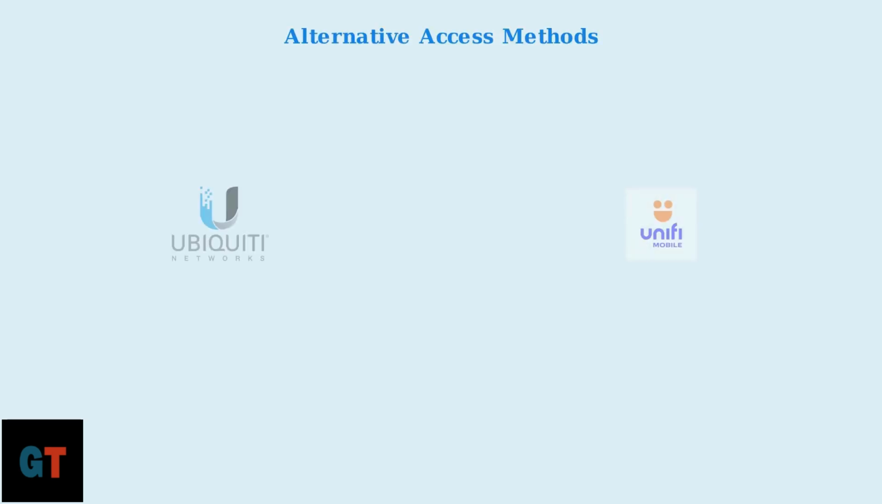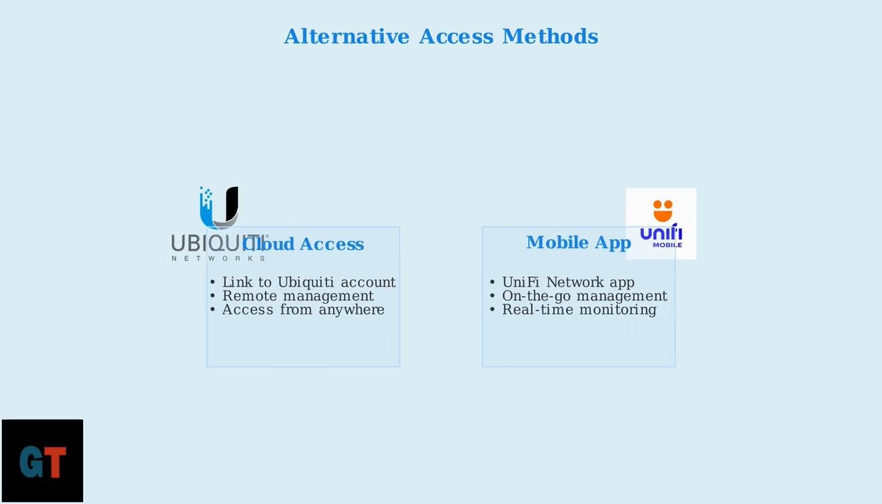Beyond local access, the UniFi Dream Router offers convenient remote management options. You can link your router to your Ubiquiti account for cloud-based access from anywhere. The UniFi Network mobile app provides comprehensive management capabilities right from your smartphone.